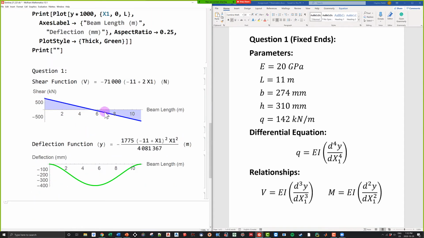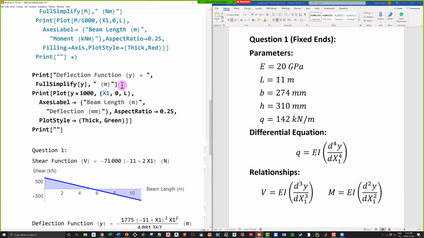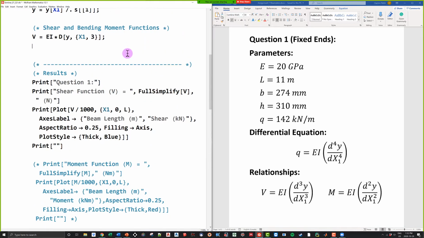And now when I run it, I have my nice linear shear, and I have my equation. So now it's looking good to go. And I can do the same thing for the moment, where my moment here is going to be EI multiplied by the second derivative of that deflection function. So again, first input, what am I taking the derivative of? Well, that's going to be Y.